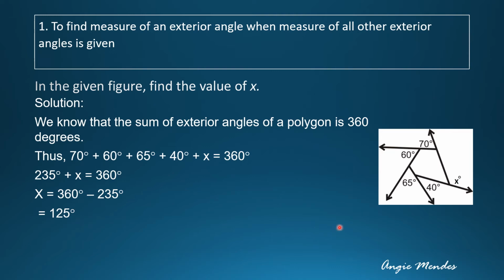So this is when we have to find the measure of one exterior angle when all the other measures of the exterior angles are given. Just remember that the sum of all exterior angles of a polygon is 360 degrees and you're good to go.